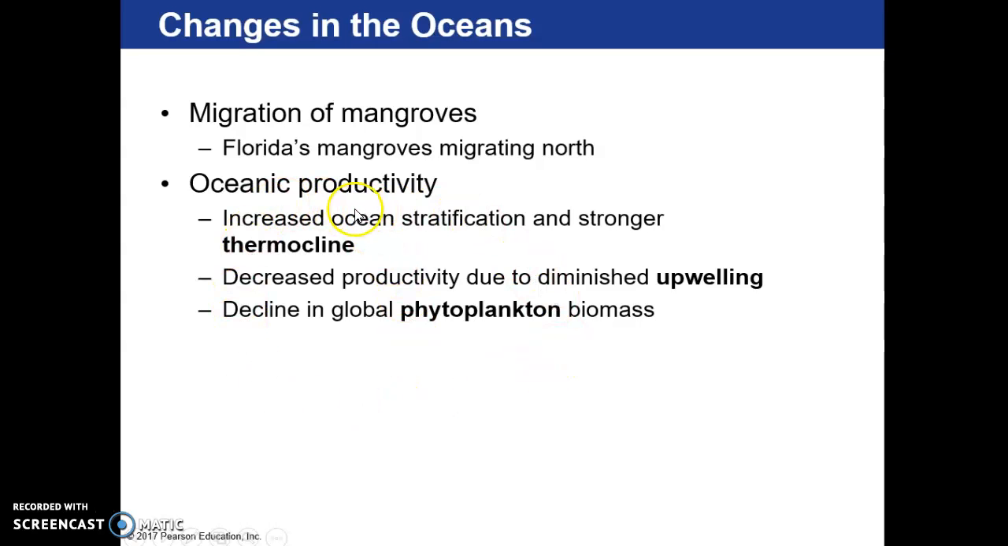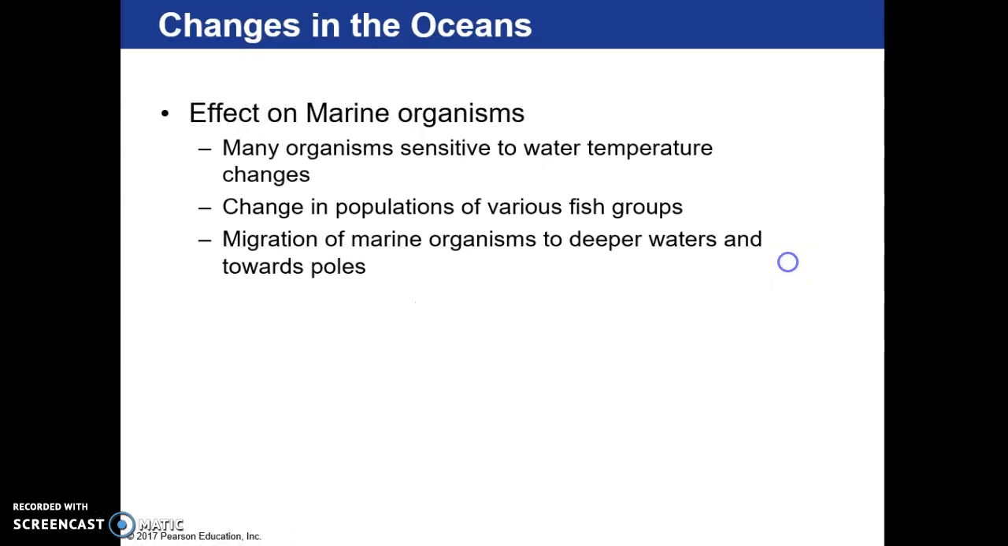Our ocean productivity changes. With increased stratification of the ocean, we have a really strong thermocline happening in places that normally wouldn't have one. That cuts off the mixing of layers, and so it cuts off upwelling in a lot of places. Therefore, you're supposed to get your phytoplankton from upwelling, and when it's not happening, that creates a problem.